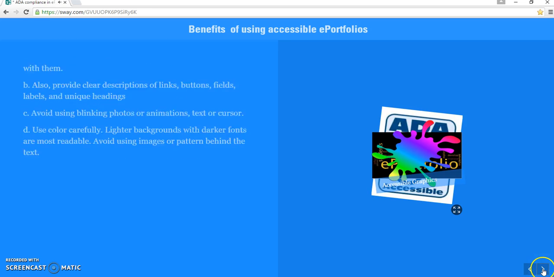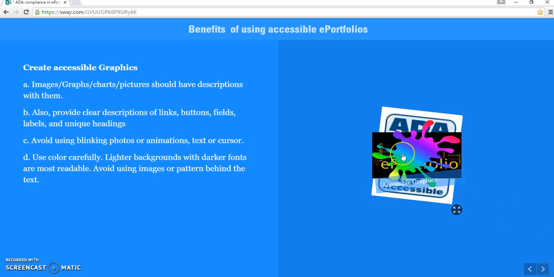And the next slide is about the benefit of creating accessible graphics. A lot of times students have graphics which do not have any descriptions, which is not helpful to a person who is visually impaired and using a screen reader. They don't know what the image is, so you have to describe the image, the graphs, the charts. Anything that is visual should be described.